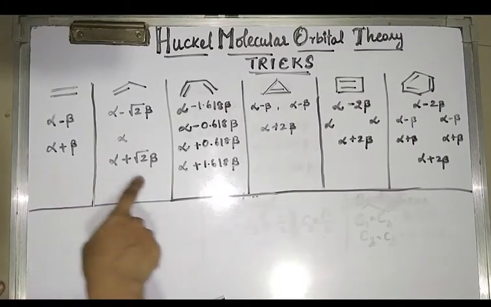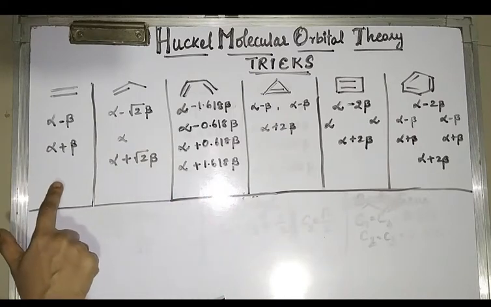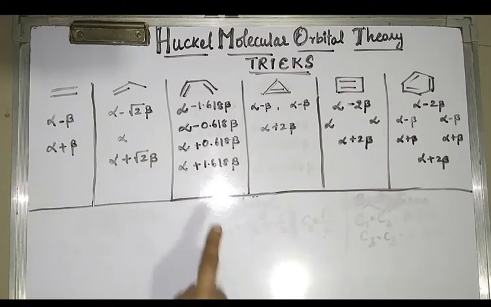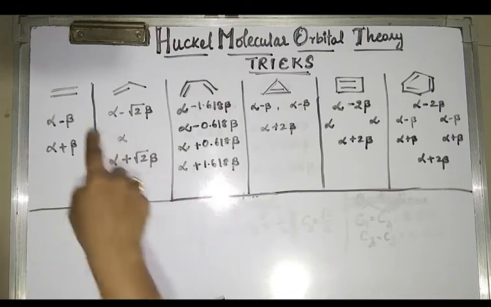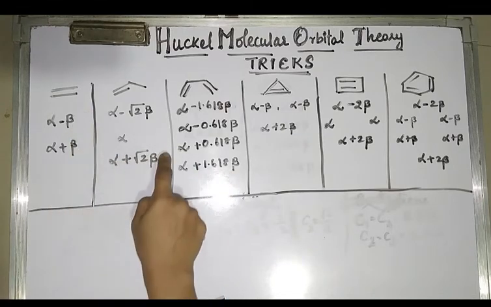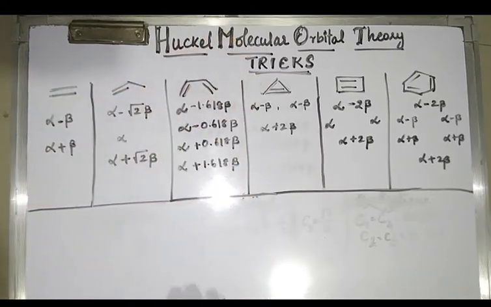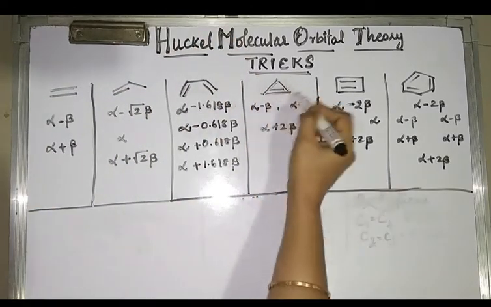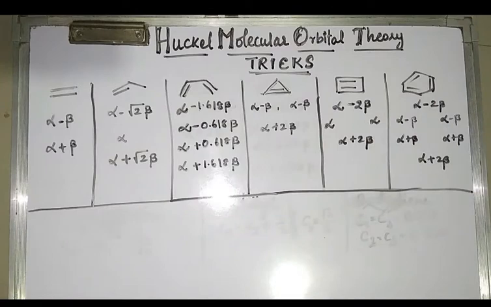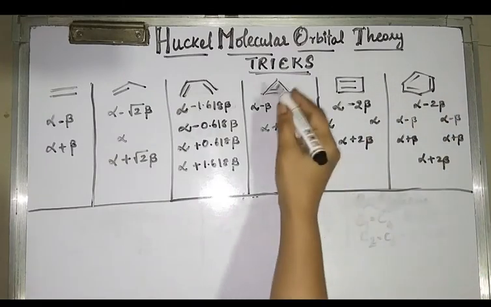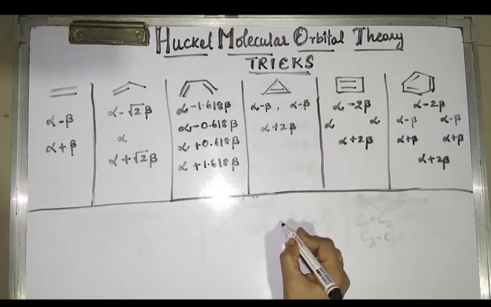Earlier, we saw these 3: ethylene, allyl and butadiene. In these 3 cases we saw the energy levels according to the number of carbon atoms. But if it is a cyclic compound, how will the energy levels be? I will tell you the secret, which is also easy to remember.